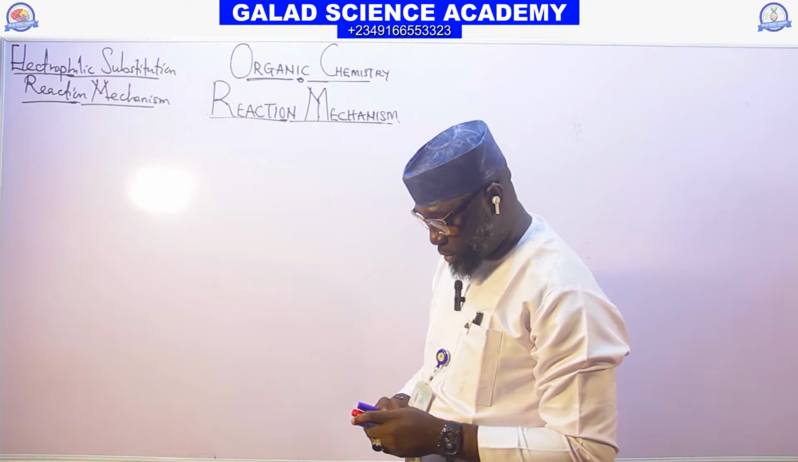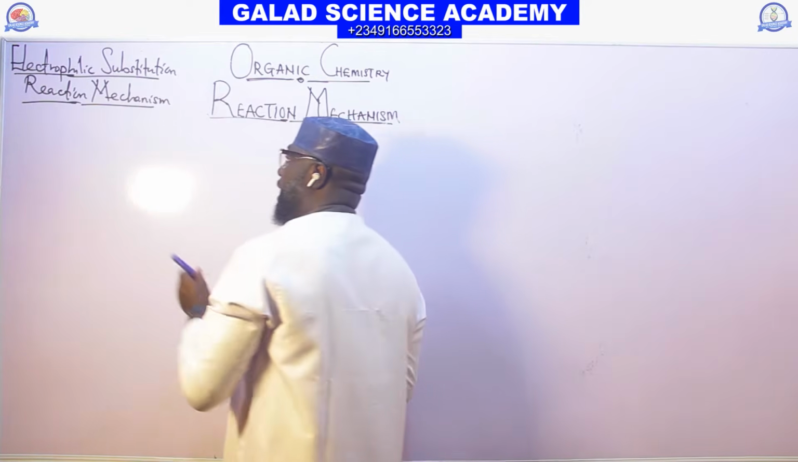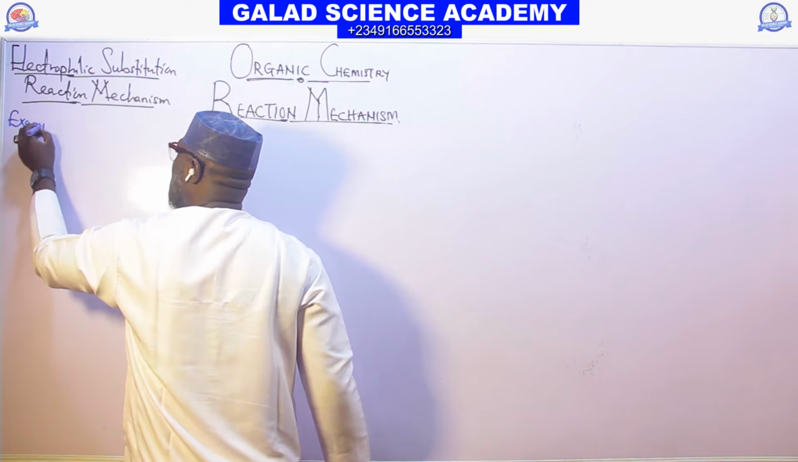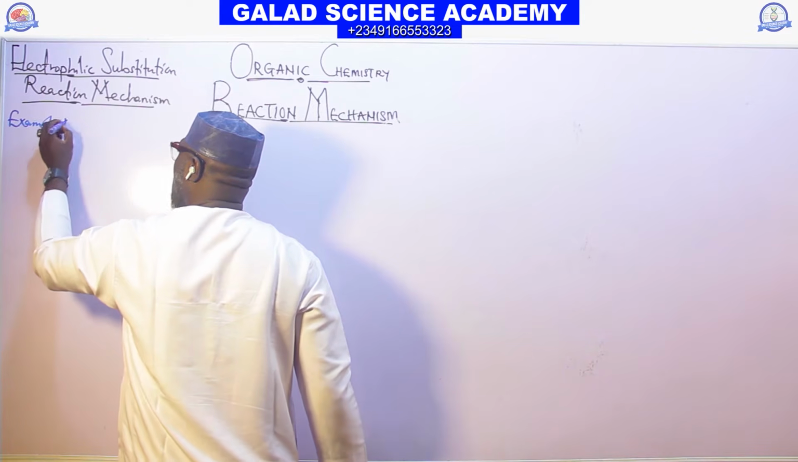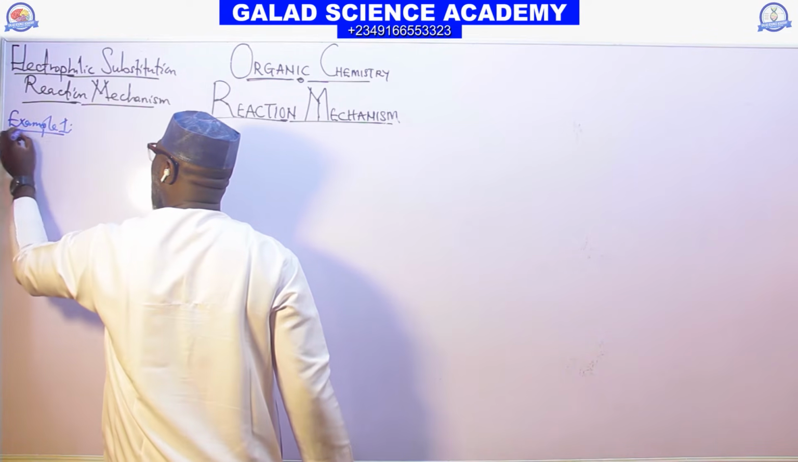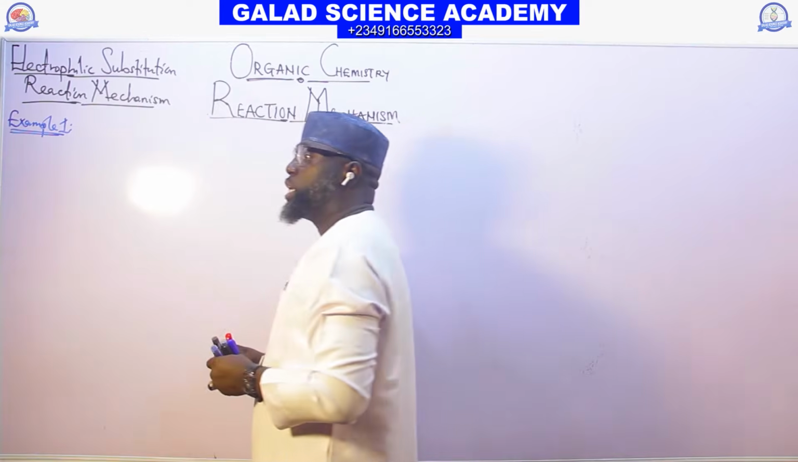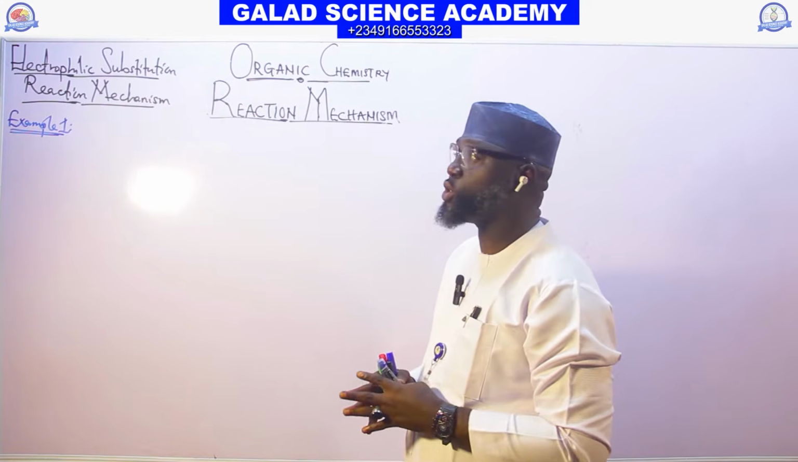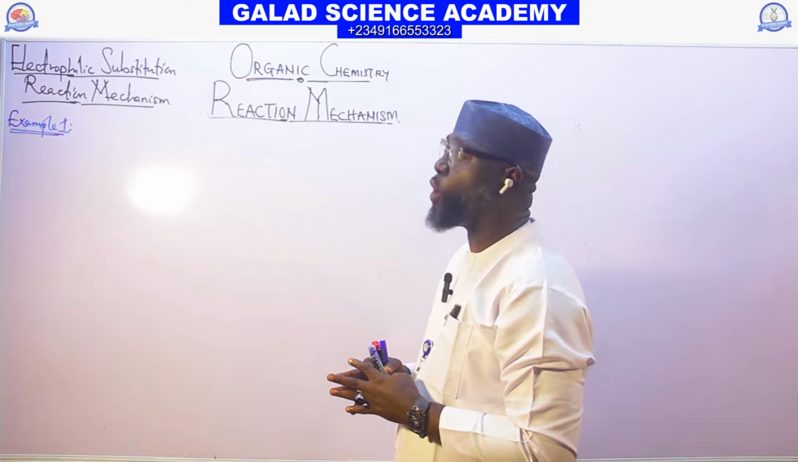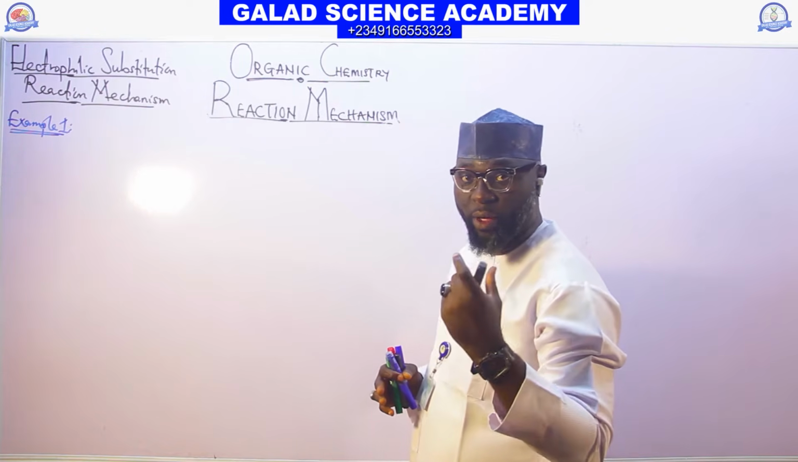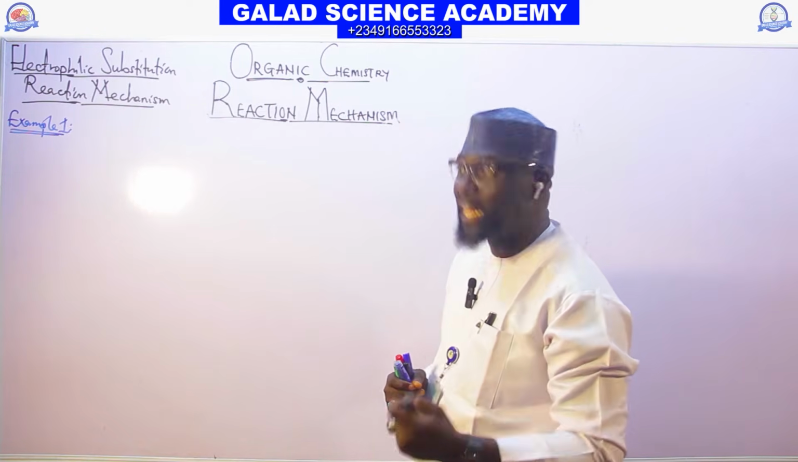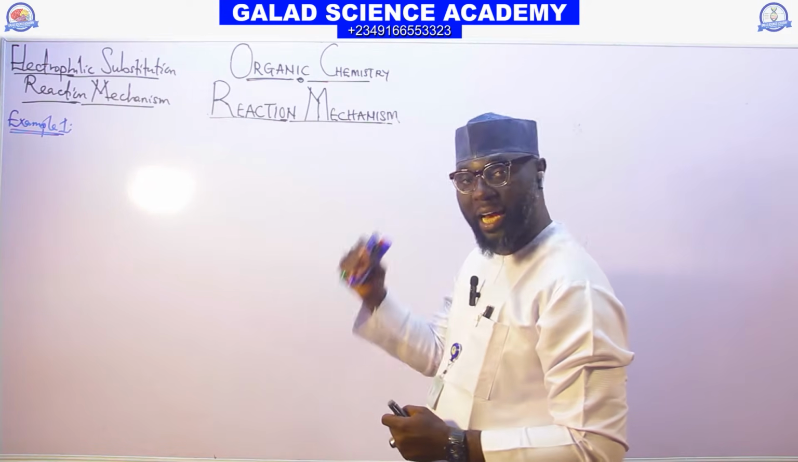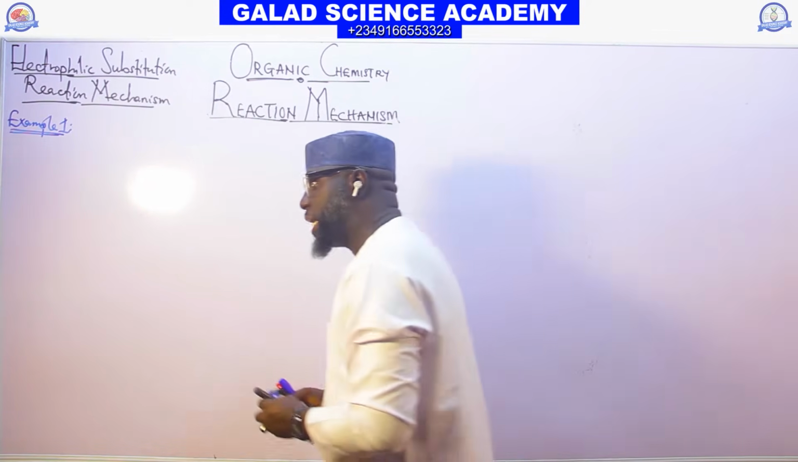The first example, example one, is the bromination of benzene. Bromination of benzene in the presence of iron 3 chloride as catalyst. It will give us bromobenzene and hydrogen bromide. Let's check it.